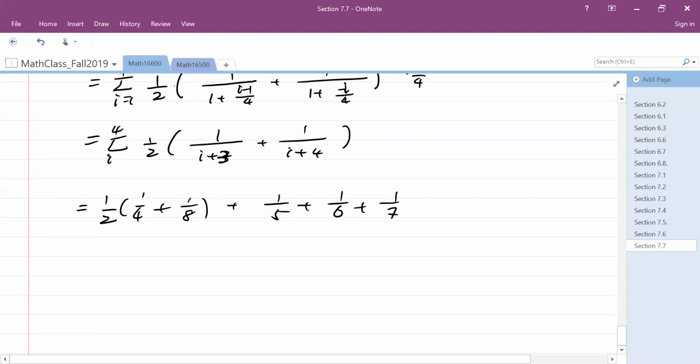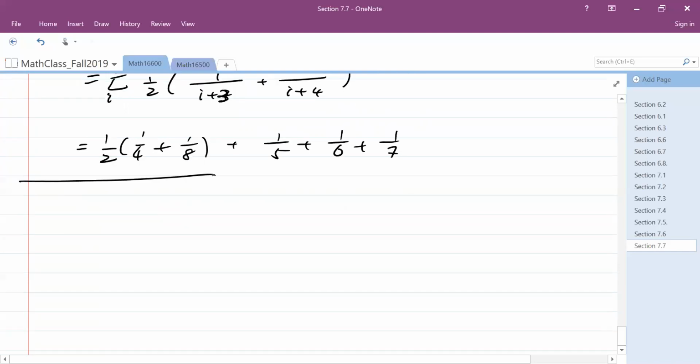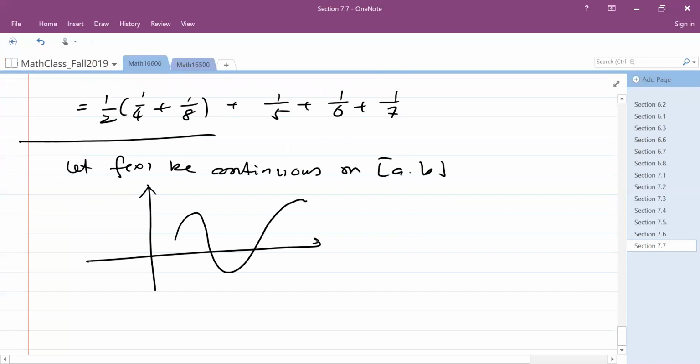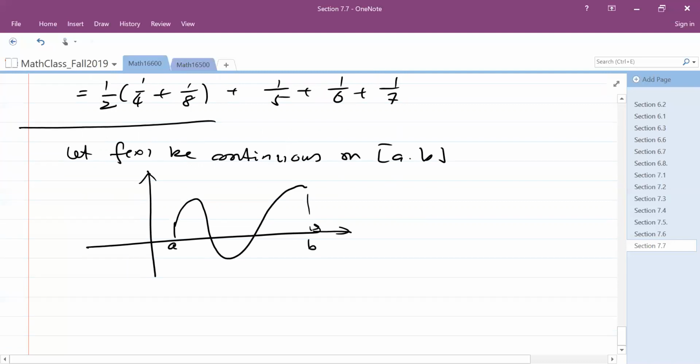Okay. Now, if the function is not monotonic, what's the geometric meaning of the integral? Let's assume that f of x is continuous, not broken on the interval from a to b, and this is a picture, sometimes going up and down, right? And this is a, that's b. Now, the area of that region we call A1. The area of that region we call A2. The area of that region we call A3.